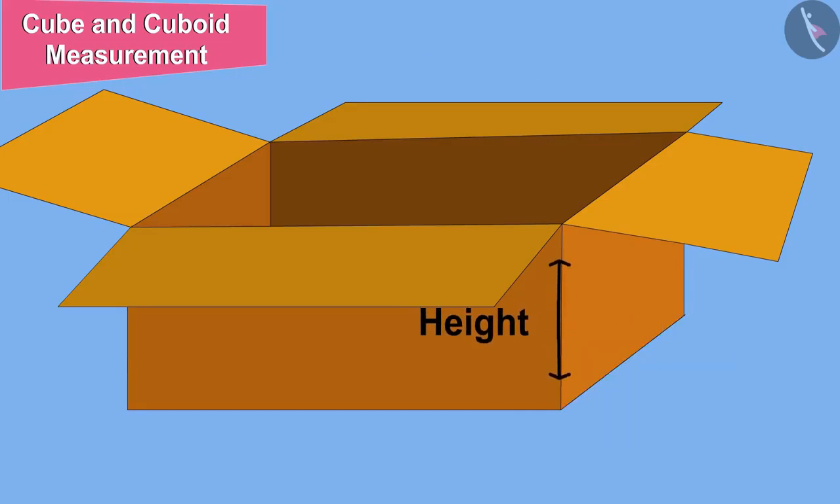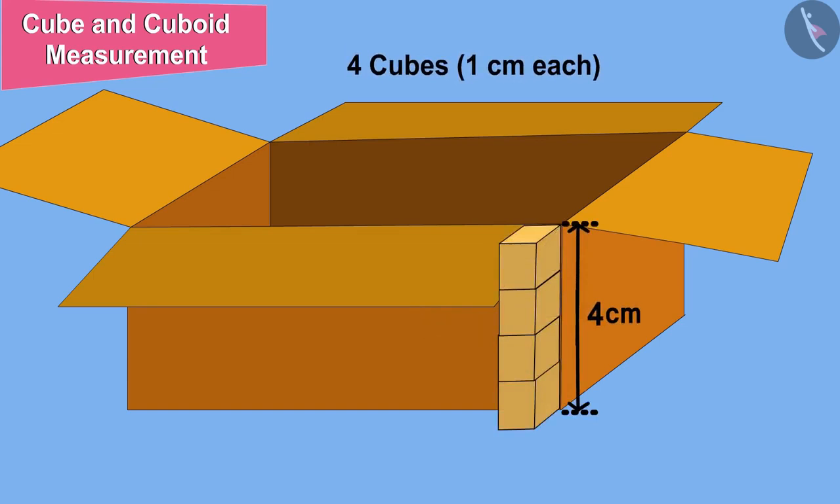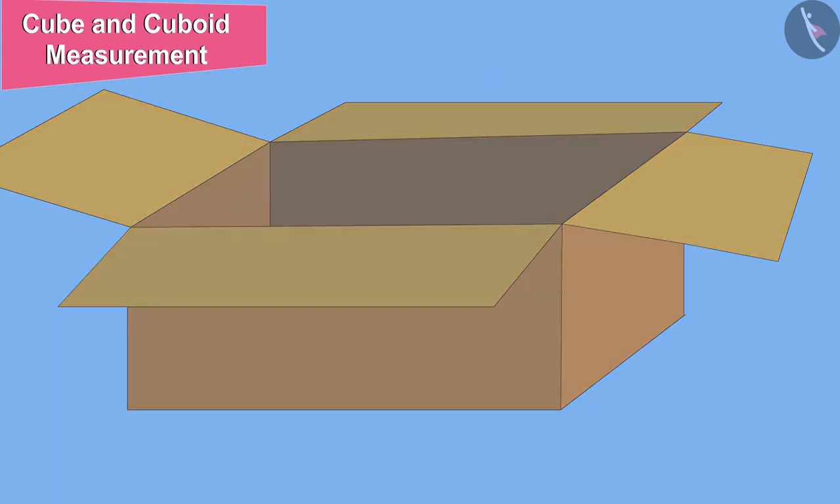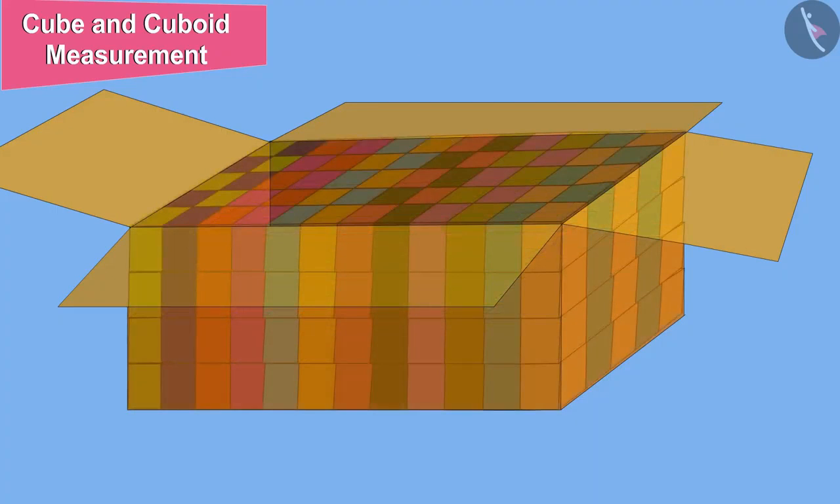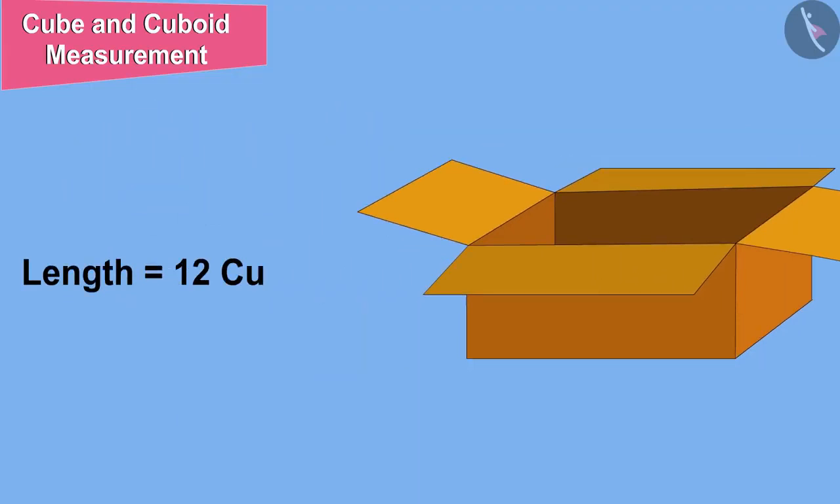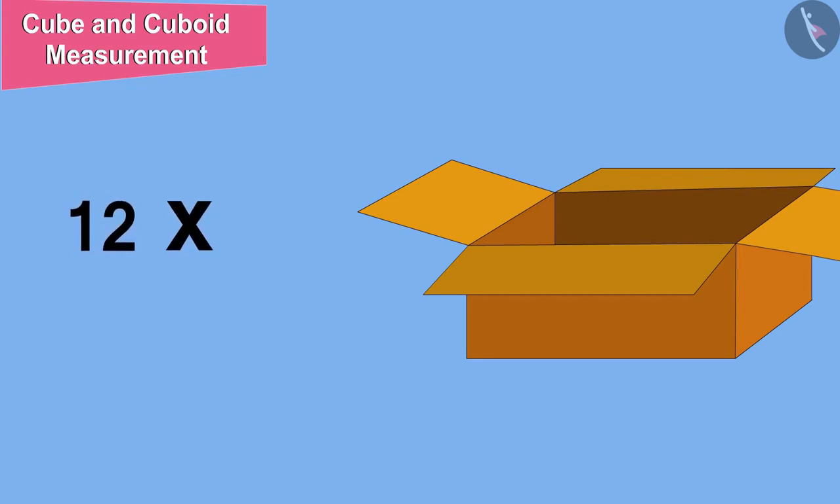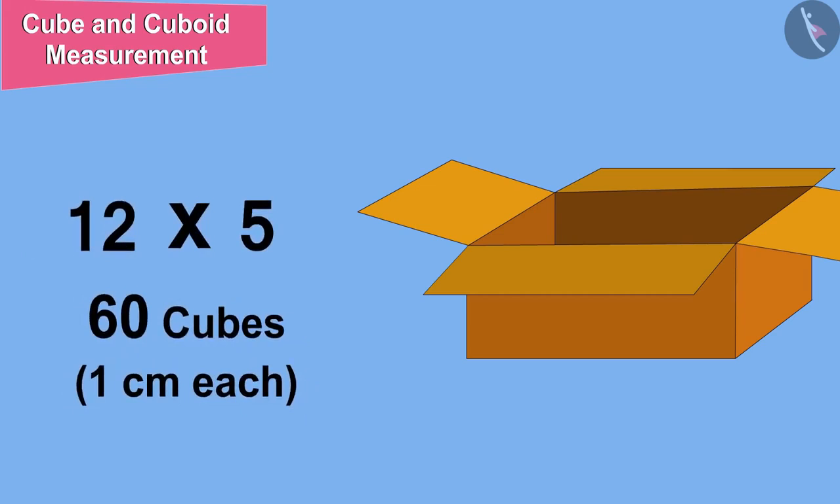And the height of the cuboid-shaped box is 4 centimeters, which will be equal to 4 cubes of dimension 1 centimeter each. This means that this box will have 4 layers made up of cubes of dimension 1 centimeter each. There will be 12 cubes in the length of the box and 5 cubes in the width. Therefore, one layer of cuboid-shaped box will have 12 times 5, 60 cubes of dimension 1 centimeter each.